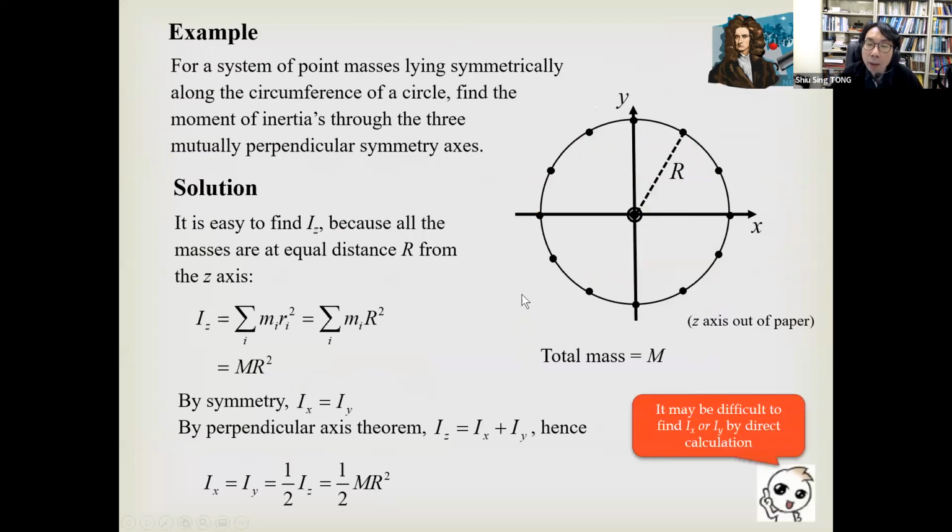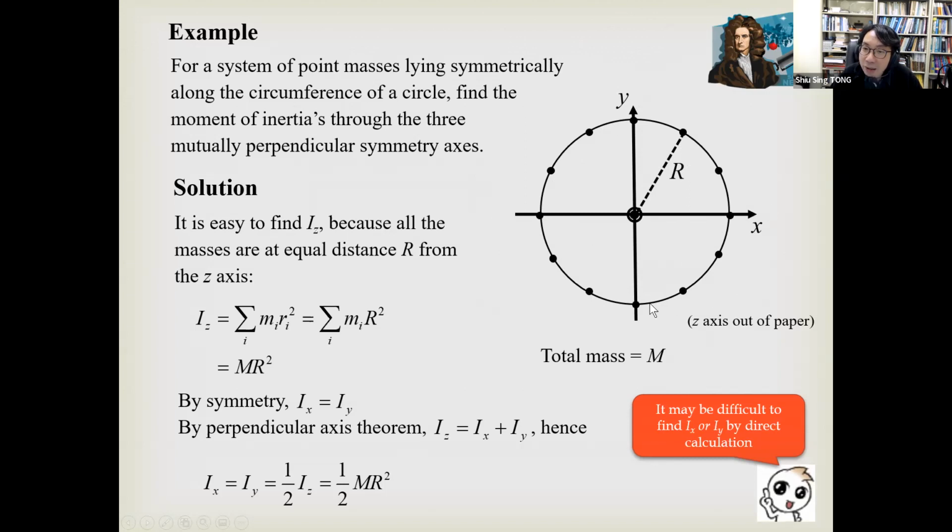Now let's apply this perpendicular axis theorem to a point mass distribution. Now I consider a circle of radius R, capital R, and the circle lies on the XY plane. The circle is not a continuous one, but it consists of point masses distributed evenly on the circle. How many point masses, I don't know. I only know that they are point masses, and they are distributed symmetrically about the x-axis and the y-axis. That's the only thing I know.